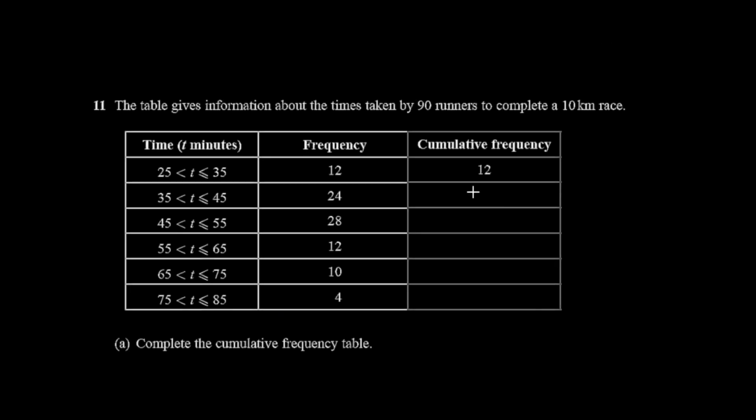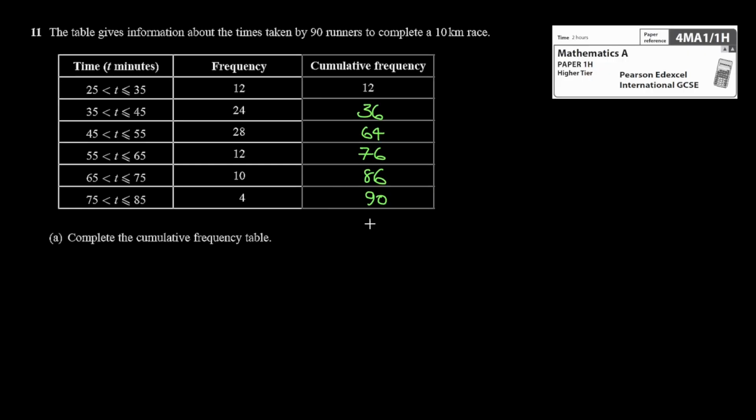Question 11 brings us a cumulative frequency table. We've been given the group boundaries and a frequency, and we've been asked to complete this table. Well, this is not too taxing. We've just got to add the 12 to the 24, put our answer here, and go on down the table. And those should be the results that you get.